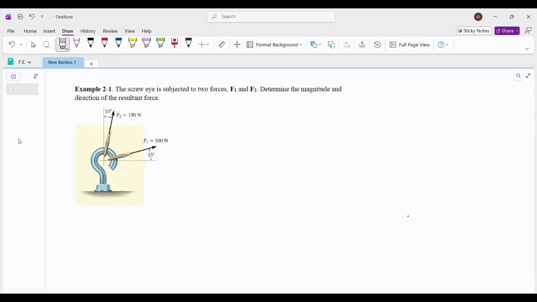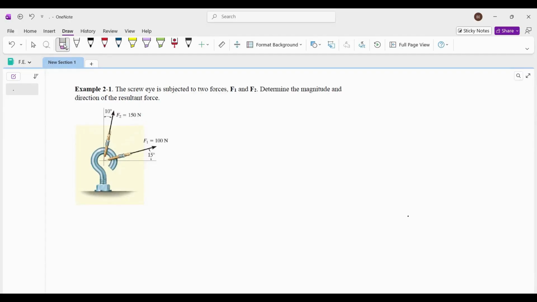We will be working on example 2-1, and it says the screw eye is subjected to two forces, F1 and F2. Determine the magnitude and direction of the resultant force. So we're basically just trying to find the force that is right here in the middle of these two forces. I think that's the middle, around there.